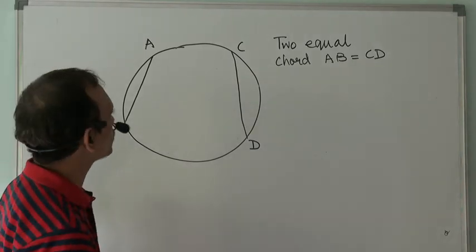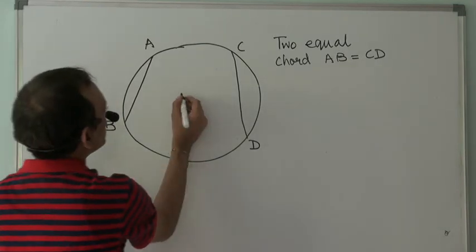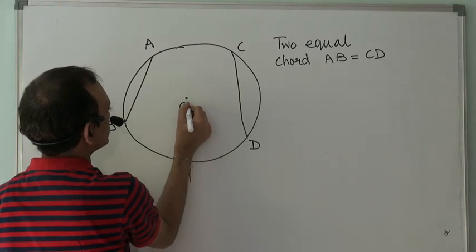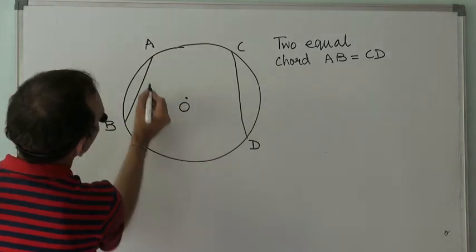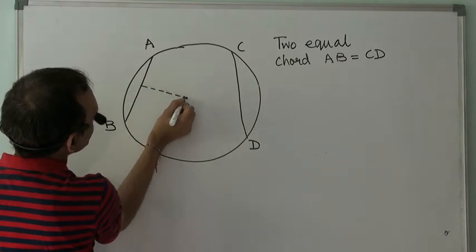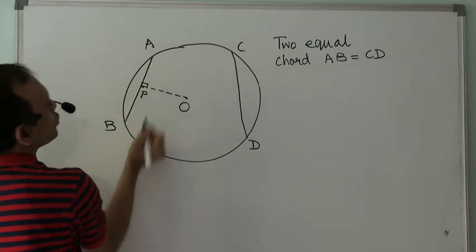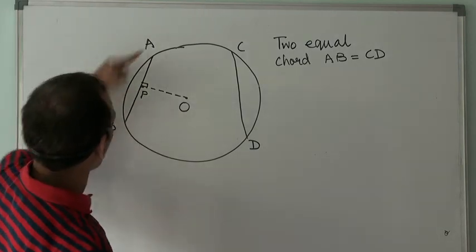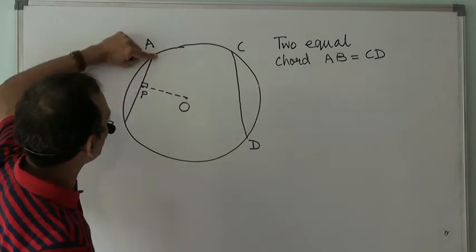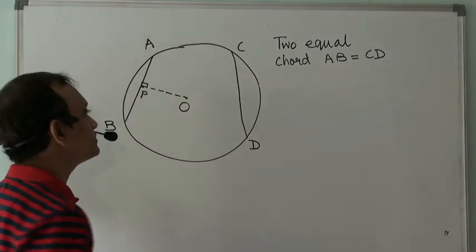If these two are equal chords, then they must be equidistant from the center, which means, say if O is the center of the circle, let me draw a perpendicular from the center to this chord. Let me call it OP. So obviously if I have drawn a perpendicular from O onto AB, then it must bisect AB, right? That means P must be the midpoint of AB. That's a consequence of the basic theorem on chords that we learned.